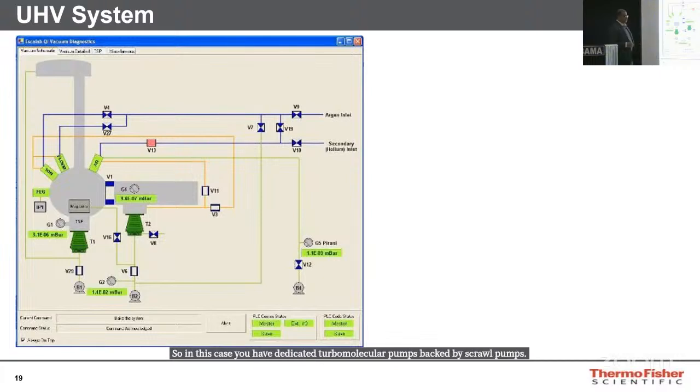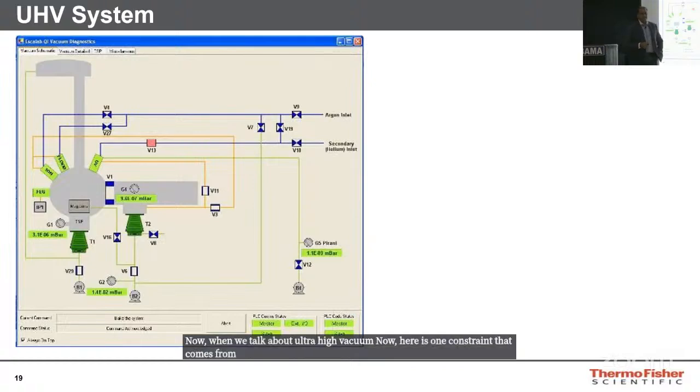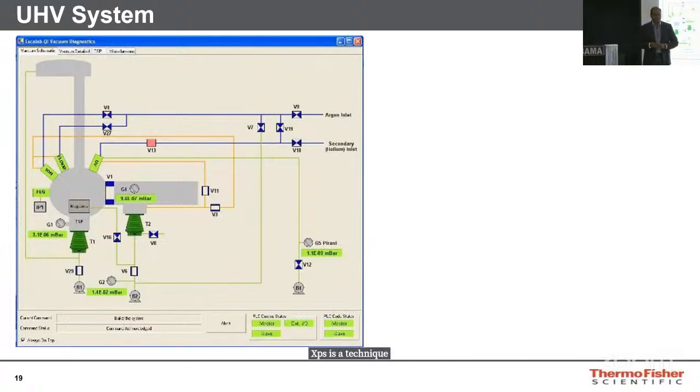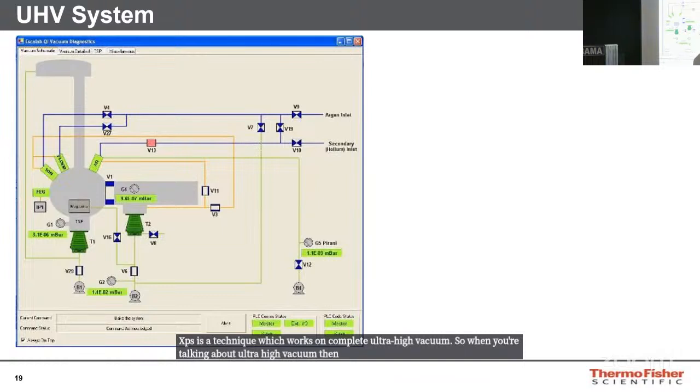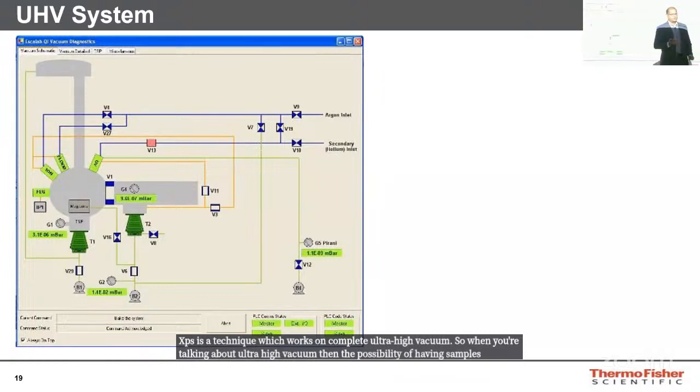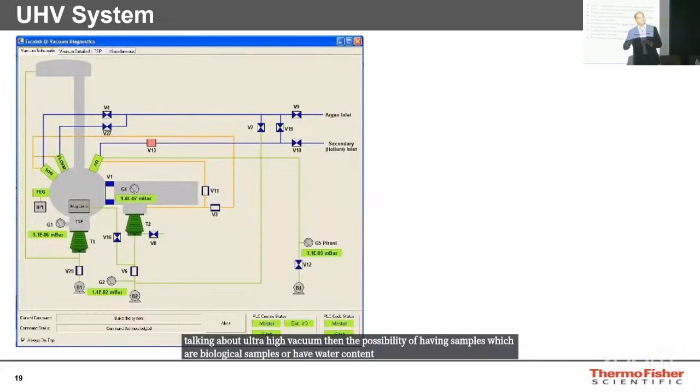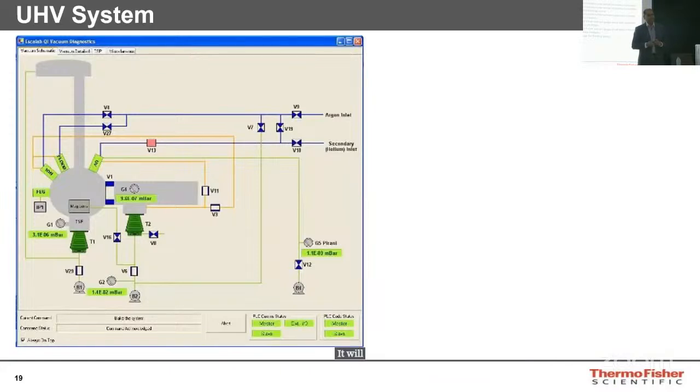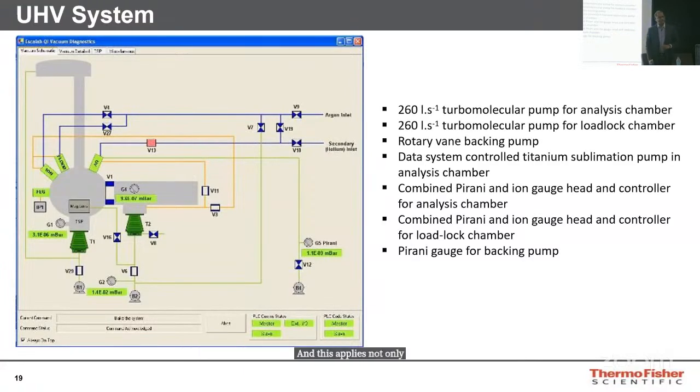Now, when we talk about ultra high vacuum, here is one constraint that comes from sample handling. XPS is a technique which works in complete ultra high vacuum. So samples which are biological or have water content in them are not possible on an XPS, because the moment you have moisture or water content on your sample, it will start degassing and disturb the vacuum inside the system. This applies not only to the K-Alpha instrument that I'm talking about, but to every single XPS that operates in ultra high vacuum.